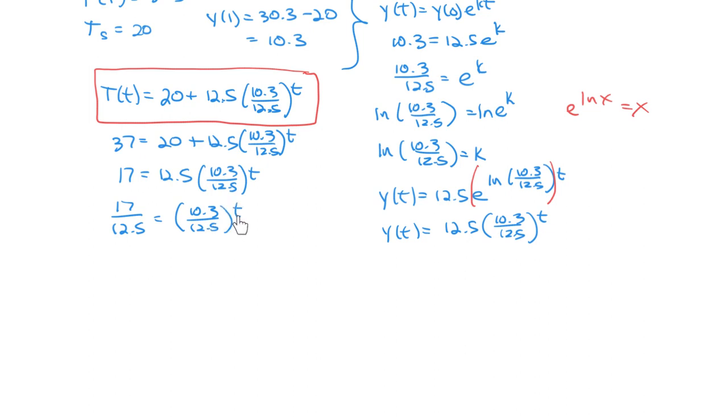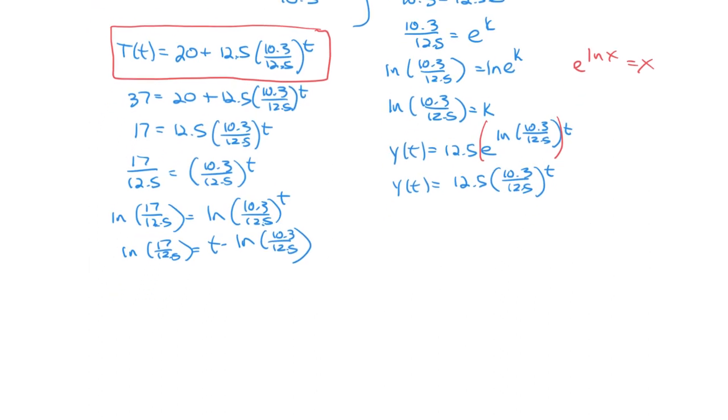And now we're back where we've been a whole bunch of times. We need to get this t out of here. So I'm just going to take the natural log of each side. So take the natural log of 17 over 12.5 equals the natural log of 10.3 over 12.5 raised to the t. Now at this point, this t comes down. And we get the natural log of 17 over 12.5 equals t times the natural log of 10.3 over 12.5.